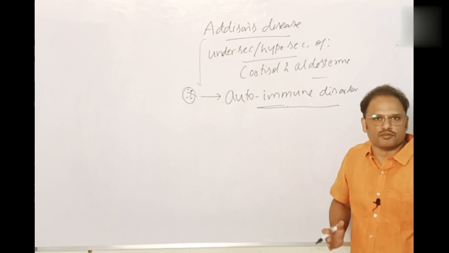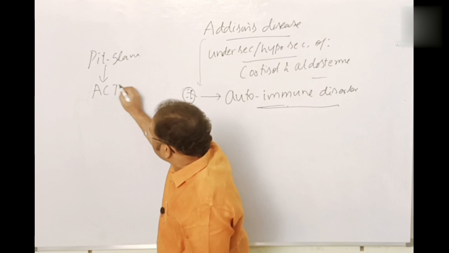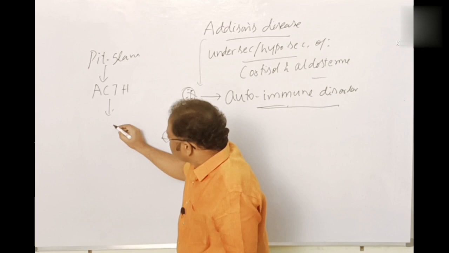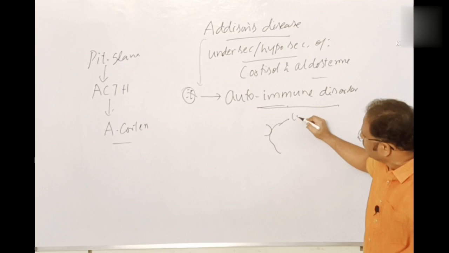So actually, I told you that the anterior lobe of the pituitary gland releases which one? The ACTH hormone, adrenocorticotropic hormone. Then ACTH binds with the receptors of which one? The adrenal cortex. For example, this is the adrenal cortex. It contains a receptor here like this. This is the adrenal cortex, for example, and this is the receptor.